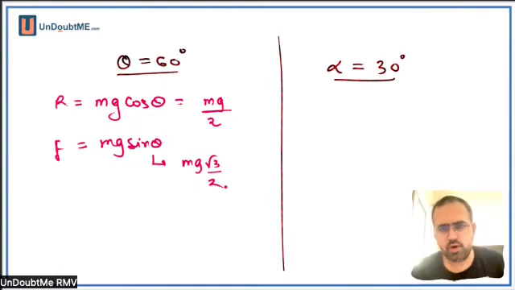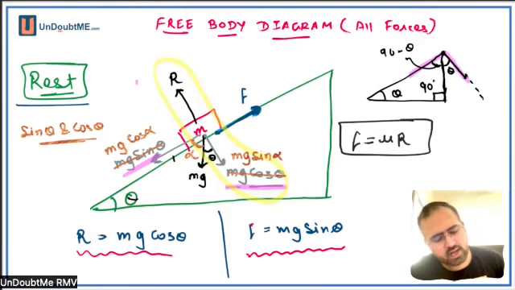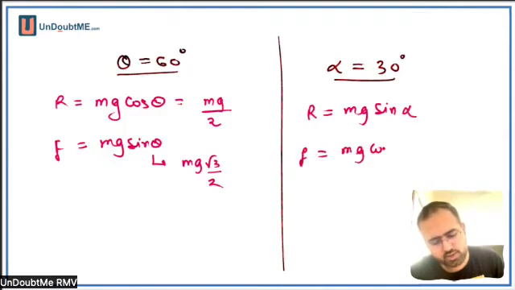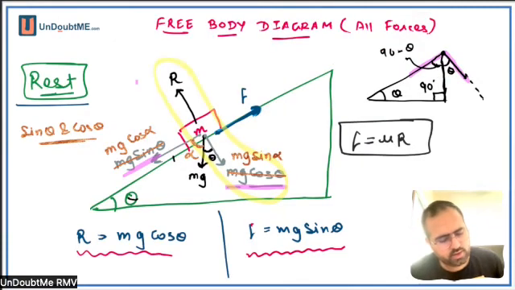Okay, now come to alpha. In alpha, what were the components? The components were just opposite. So the equation will be R is equal to mg sine alpha and F will be equal to mg cos alpha. Look in the diagram. F is equal to mg cos alpha. Is that clear?